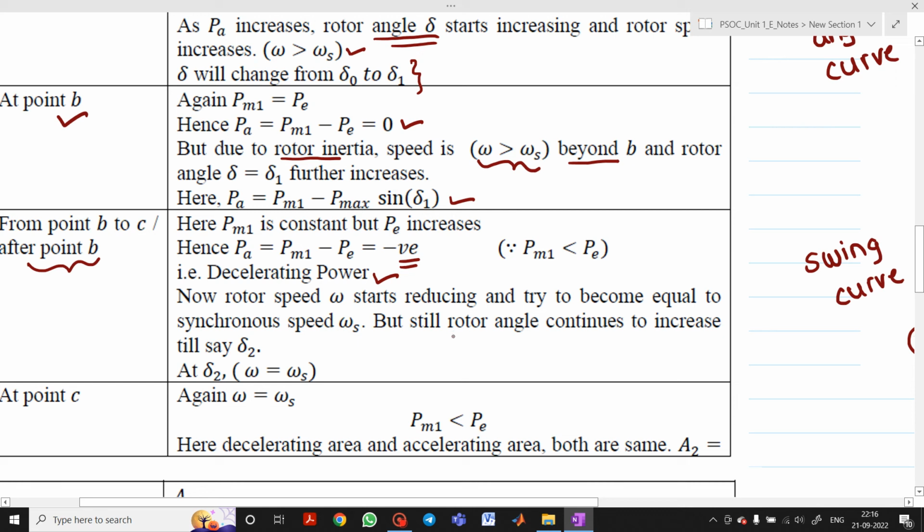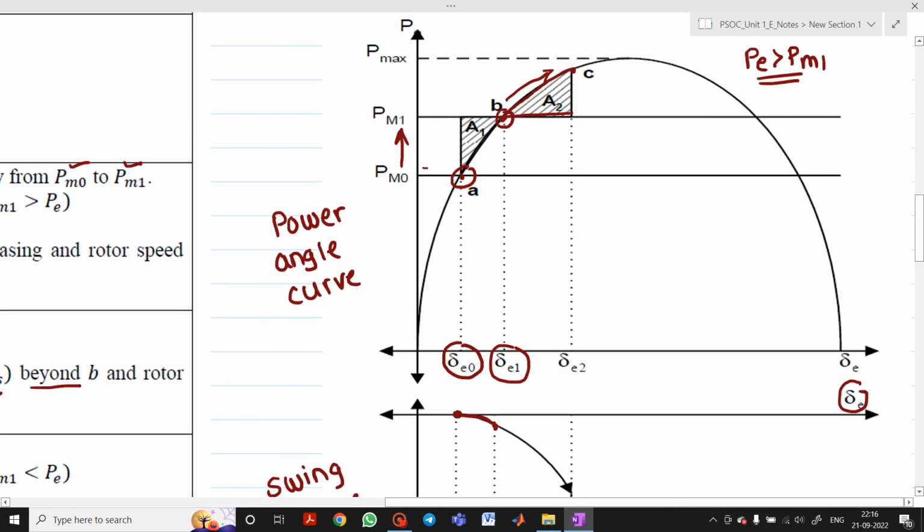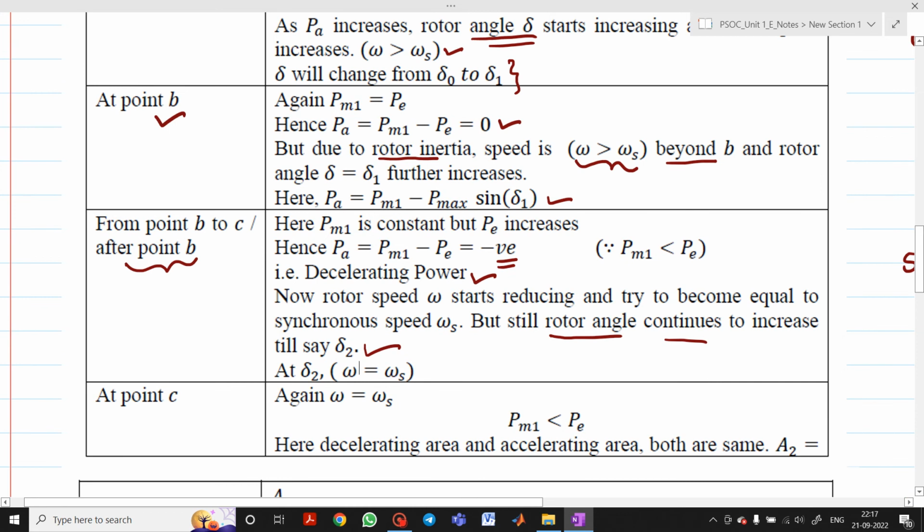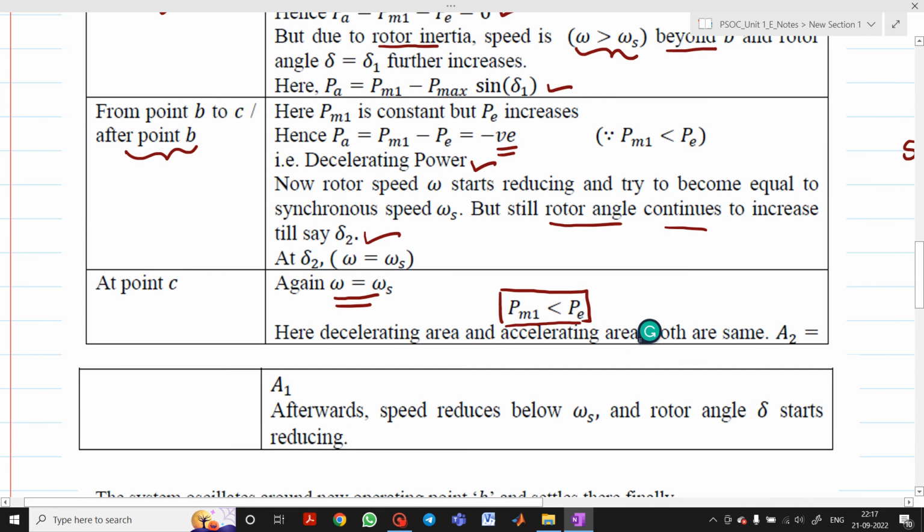So that's why your rotor angle continues to increase up to some load angle, let's say delta 2, which is represented here. So up to delta 2, let's say it will swing or it will move. Now here, what happens at point C? At point C, omega equals omega s. So what happens in that case? Here, the PM1 is exactly less than PE. So therefore, deaccelerating area and accelerating area both will be the same.